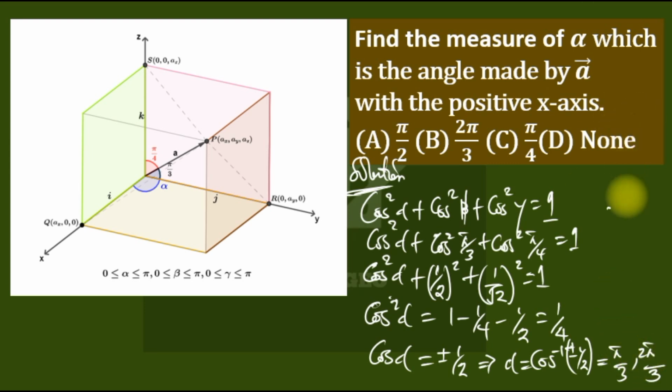Looking at the options, the answer is option B, because even from the diagram you see that alpha is obtuse, not acute. Check, it's obtuse. So the best answer is 2 pi over 3 rather than pi over 3.